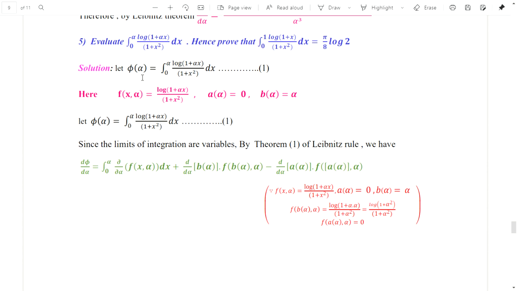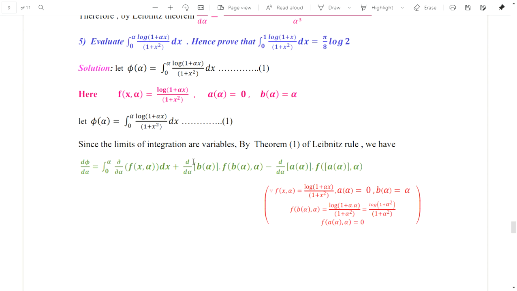So for that sake, let phi of alpha be equal to the integral from 0 to alpha of log of (1 plus alpha x) by (1 plus x squared) dx. Here, by comparing this with Leibniz rule, f of x comma alpha is equal to log of (1 plus alpha x) by (1 plus x squared), a of alpha, the lower limit, is 0, and b of alpha is alpha. Next, phi of alpha is equal to this.